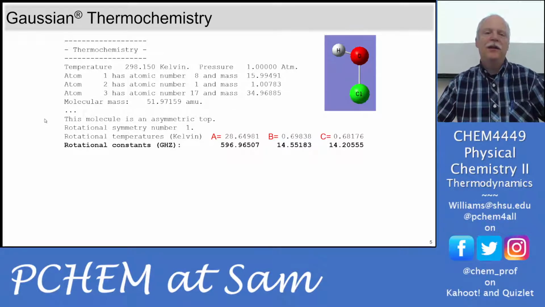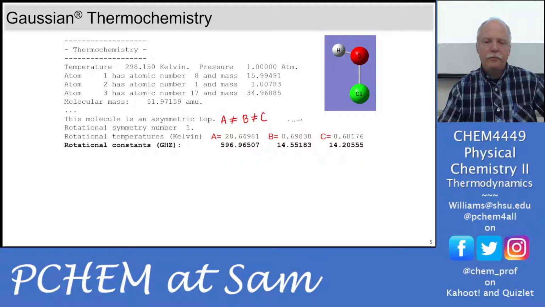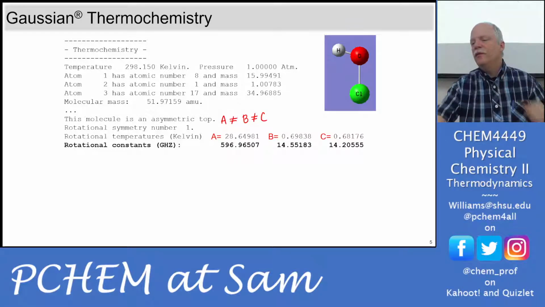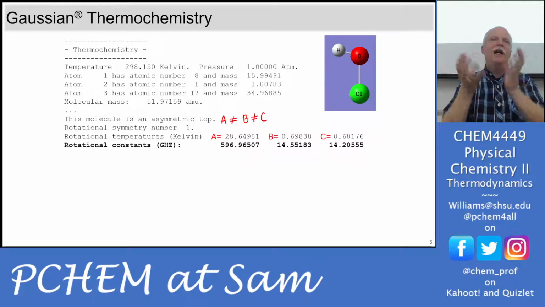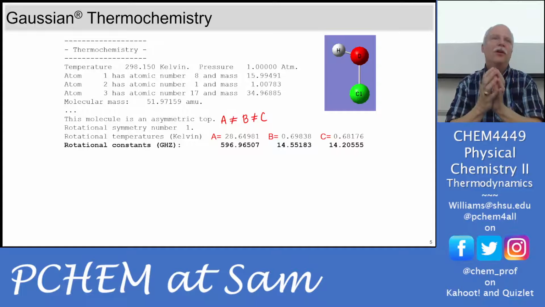And so this says this molecule is an asymmetric top. An asymmetric top means that these 3 rotational constants are not equal. A symmetric top, either 2 of these will be equal, or maybe all 3 would be equal. In a spherical type molecule, they would all 3 be equal. So if you think about a sphere, it doesn't matter which axis you rotate it along, right? So all 3 moments of inertia are equal in a sphere.